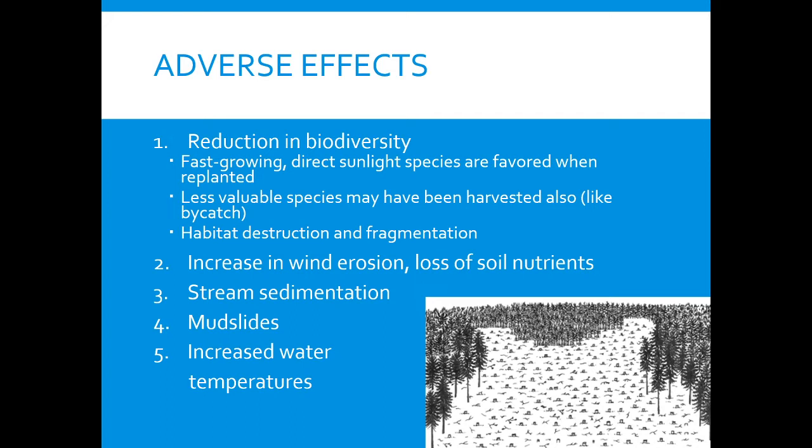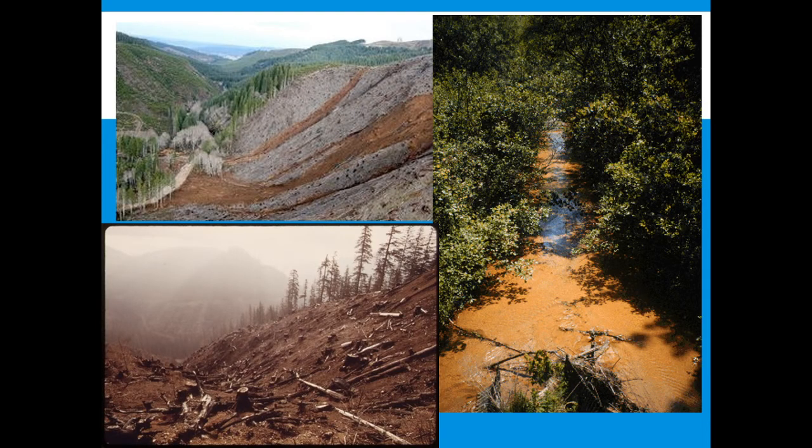There's also an increase in wind erosion because the trees help prevent the wind from eroding the soil, which can obviously remove soil nutrients. This can also cause stream sedimentation as water is able to run off with more nutrients, bringing more soil with it because there's not as much forest and other plants to stop the water and slow the water. It can also cause mudslides, and it can lead to increased water temperatures. So this is just some of those examples of the adverse effects of clear cutting. Just to give you an idea.